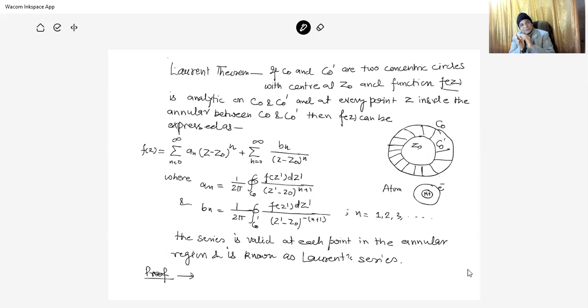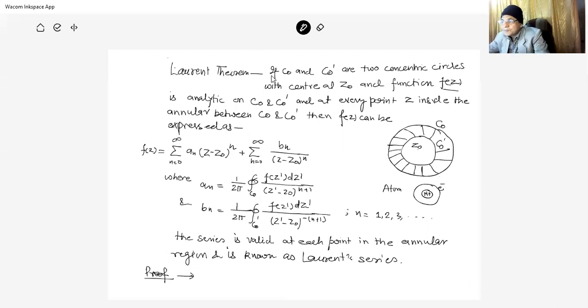So the annular region, if we consider two circles, one containing the electronic orbit and the other containing the nucleus, the annular portion is the space in which electrons are revolving. Keeping this example in mind, let us think about this theorem. What theorem? Once again, I would like to state this theorem.